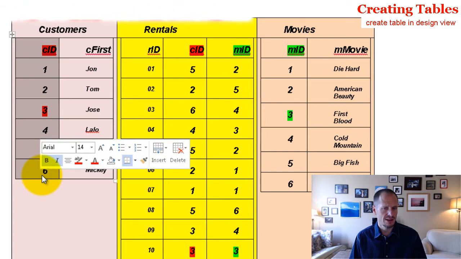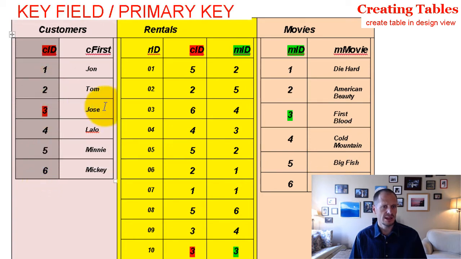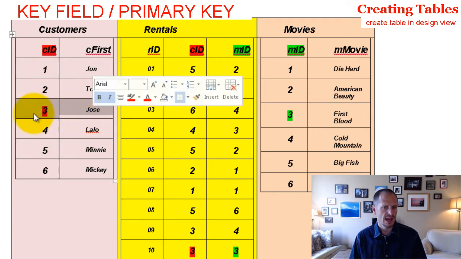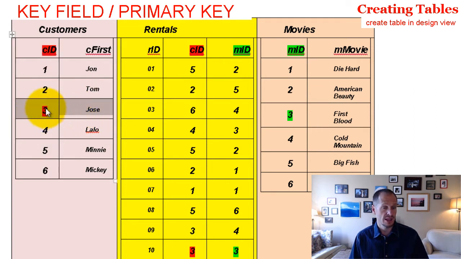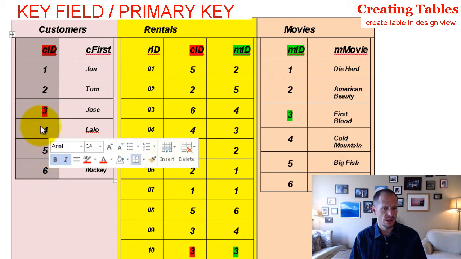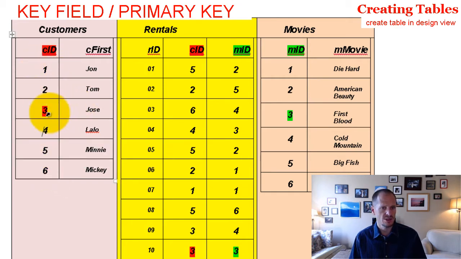Why do we call this the key field? Because it uniquely identifies every customer. So just right here, Jose has the customer ID 3. And so we could come over here and we can see, oh, customer ID 3, Jose rented this, because Jose is customer ID 3. So this is the key field, the field that's key to making relational databases work. And every number here has to uniquely identify a customer.